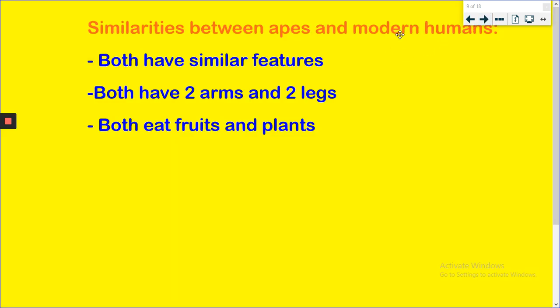So they are developing year after year. Now, write down in your notebook the similarities between apes and modern humans. Both have similar features, meaning similar structure. Like they have two legs, two hands, and a similar face, with two eyes and one nose. So it's similar to humans, isn't it? They can stand. Both have two arms, two legs, and they also eat fruits and plants.